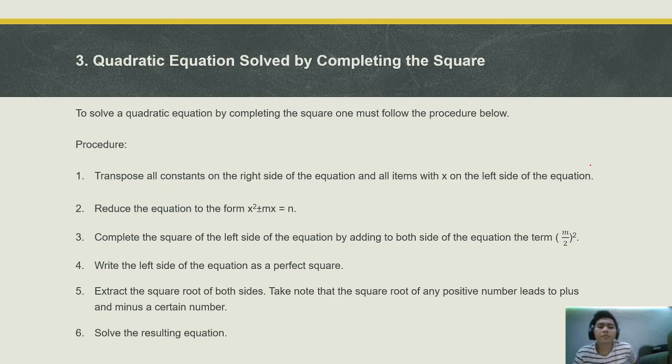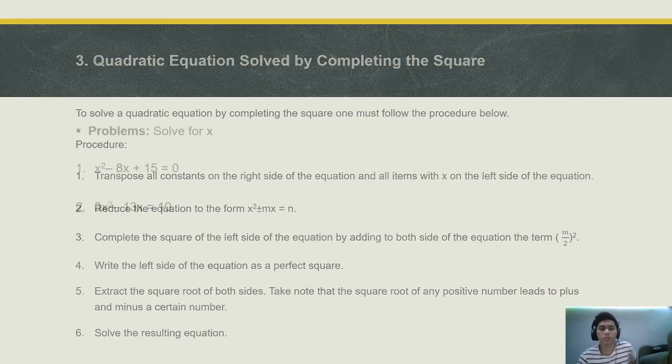Write the left side of the equation as a perfect square, then extract the square root of both sides. Take note that the square root of any positive number leads to plus and minus of a certain number. Again, the square root of 64 is not 8, it's positive and negative 8. And solve the resulting equation.